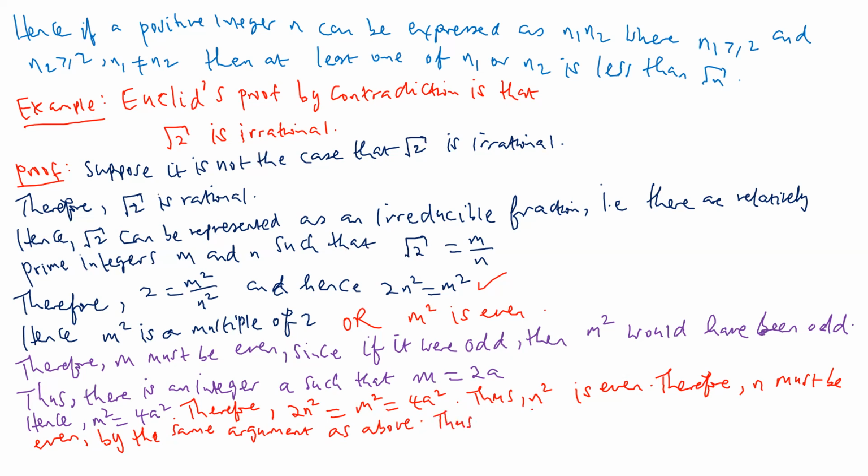And thus, there is an integer b. You can get an integer b such that n is twice b, because n is also even, so it's a multiple of what? The multiple of 2.